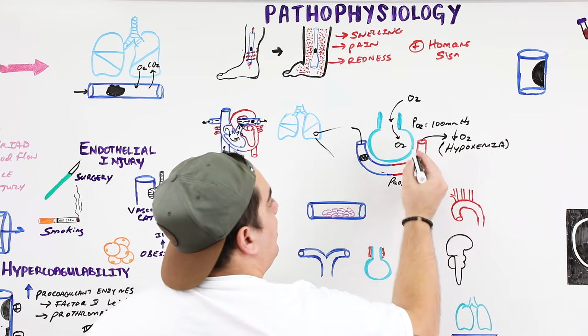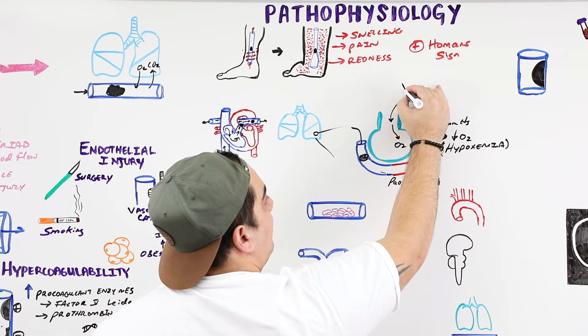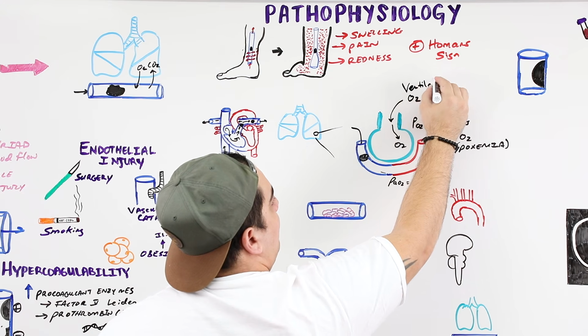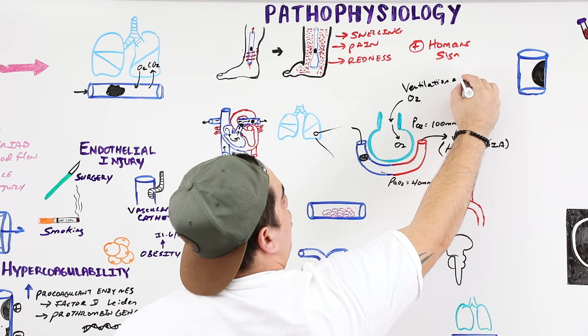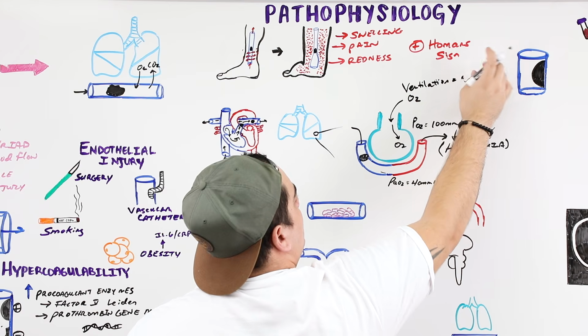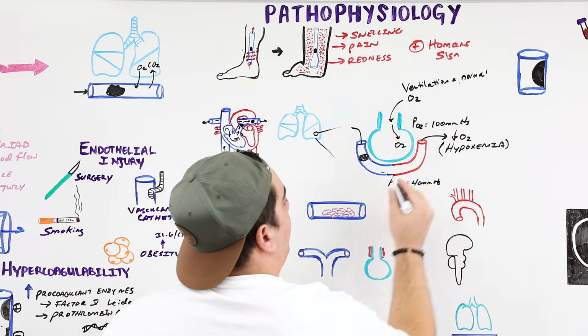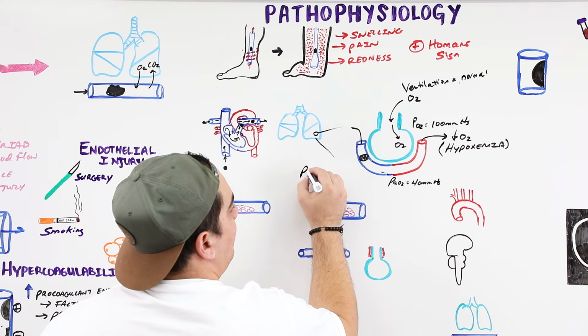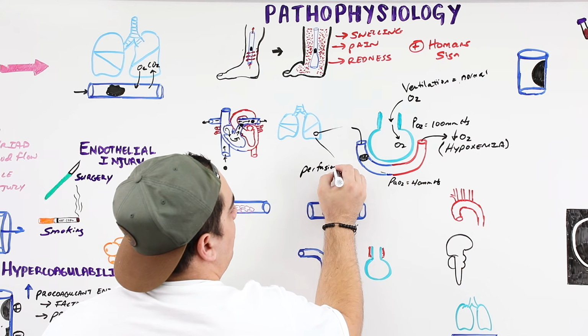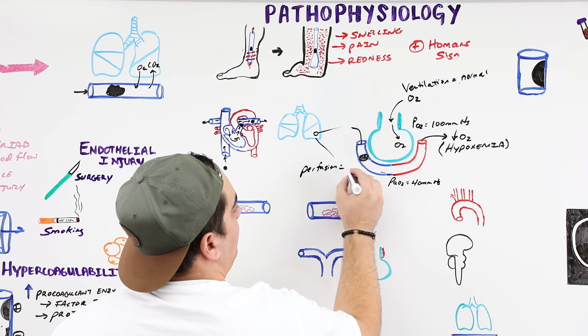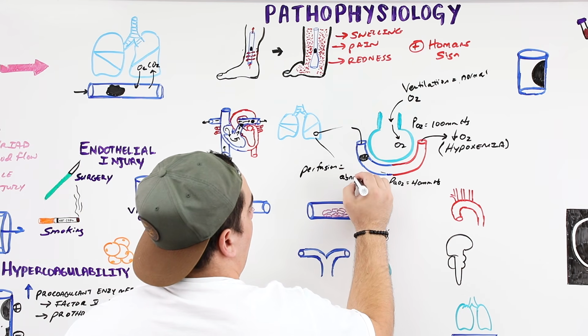It's a result of not ventilation, right? So the ventilation, it's important to realize this, the ventilation is normal. So that's not the problem. The ventilation is definitely normal. The problem is the perfusion, yeah? So the perfusion, this aspect, is abnormal.